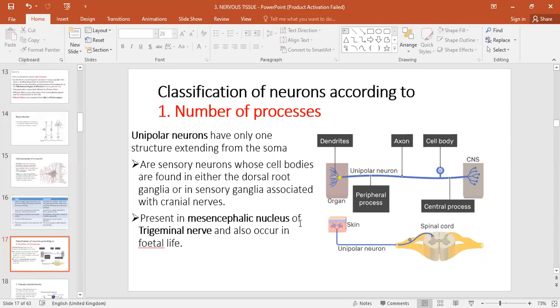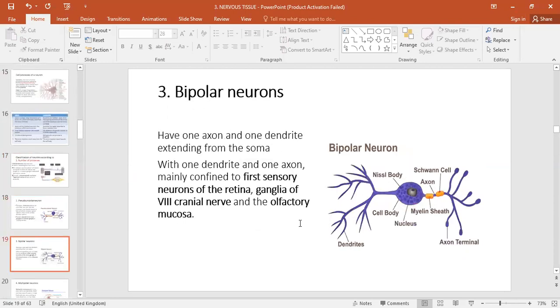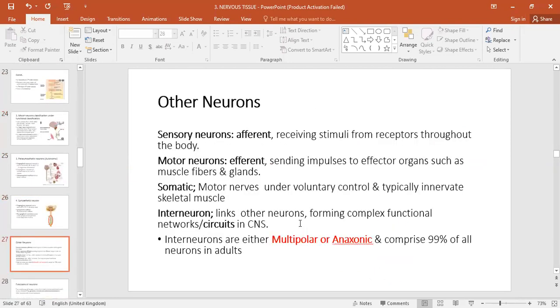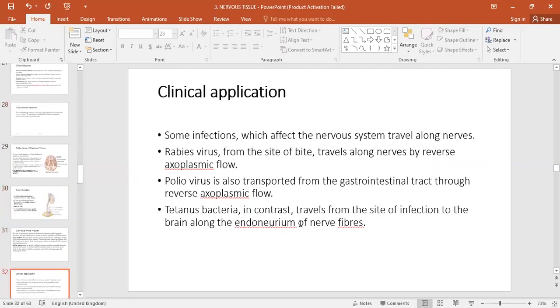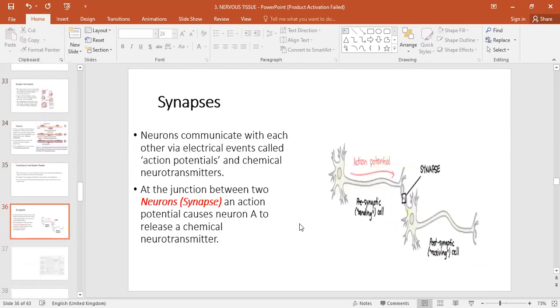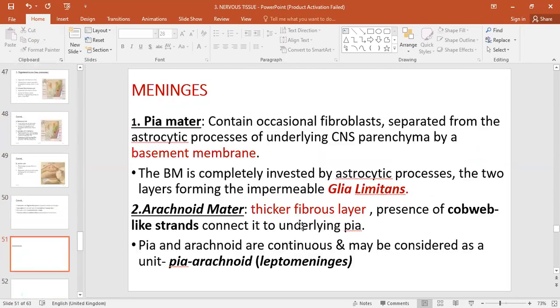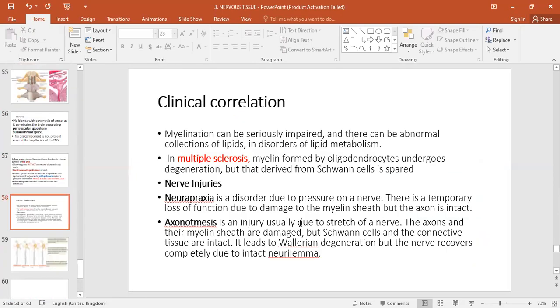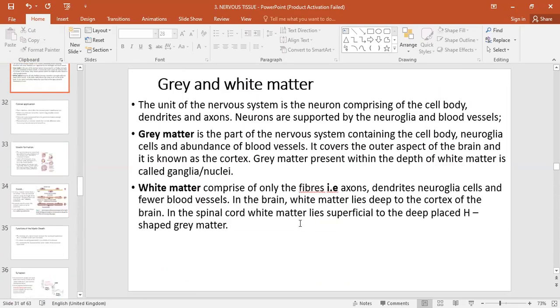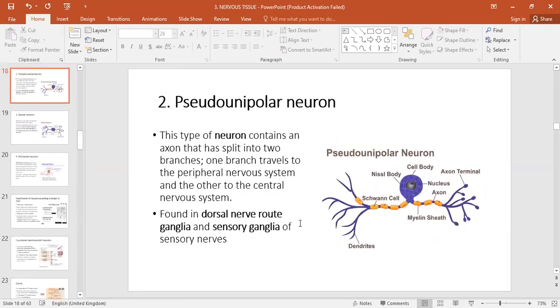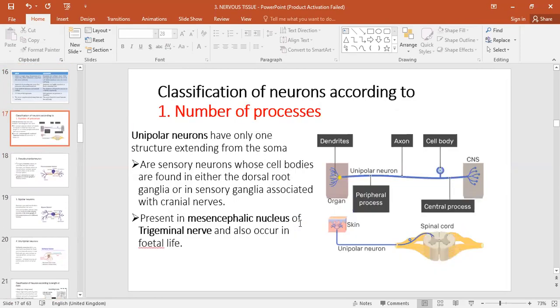I think I have a summary somewhere where all of them are shown, easier for me to do so. Nevertheless, we can use this diagram showing a summary of all of them. Anyway, let's begin with unipolar.